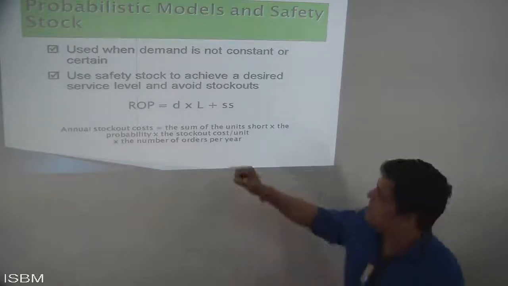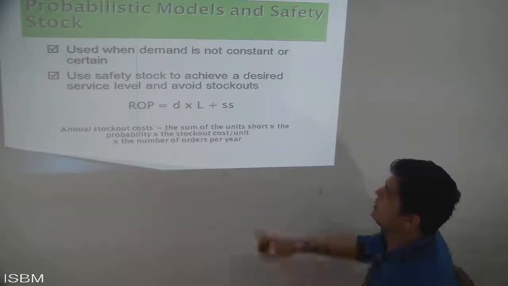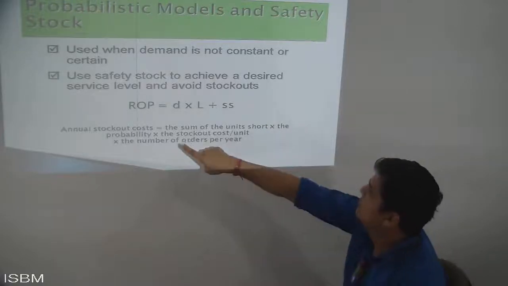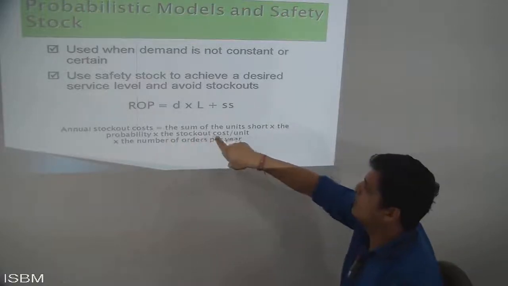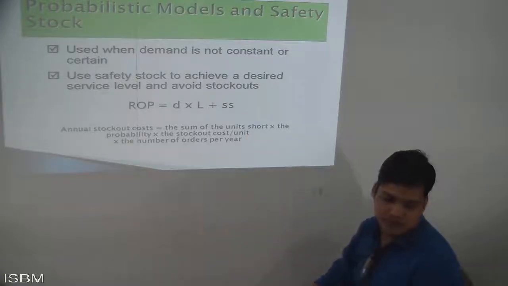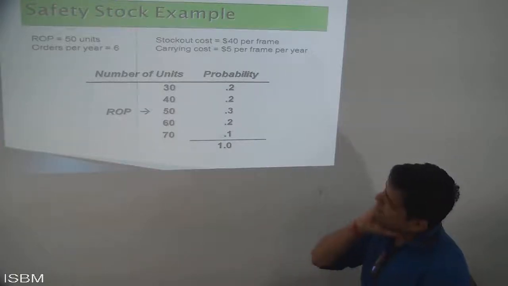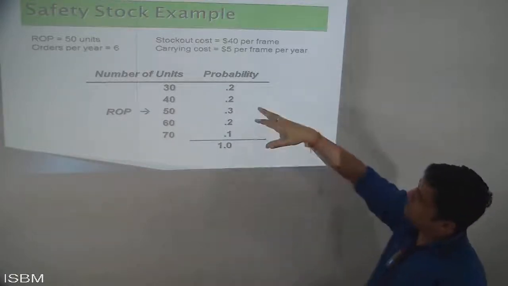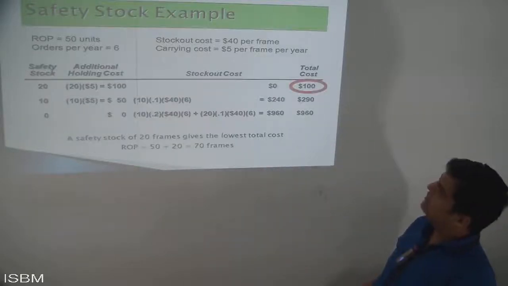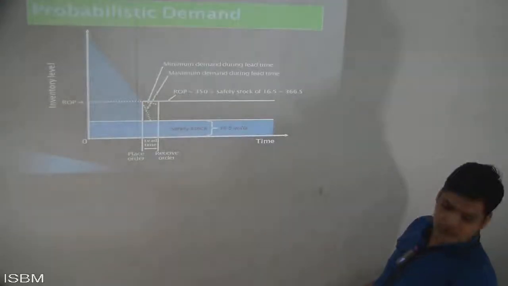What we have learned in the previous: D times L plus S, where S is the annual stock cost, the sum of the unit short times the probability of the stock cost plus cost per unit times the number of maximum orders per year. So this is ROP. When the number of units is 30, probability 0.2, total 0.1, we can calculate this total cost over here.